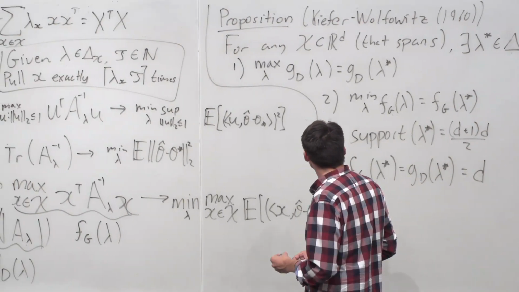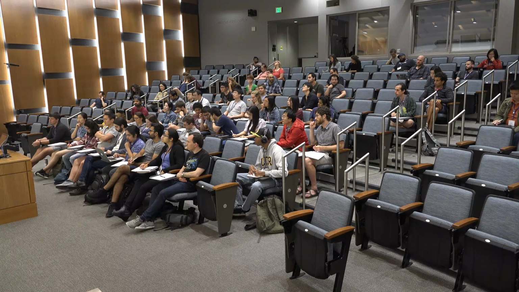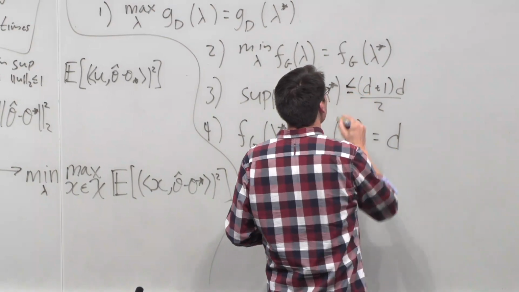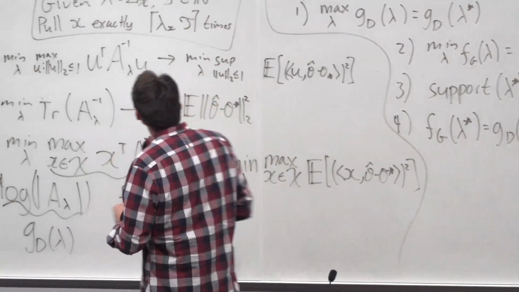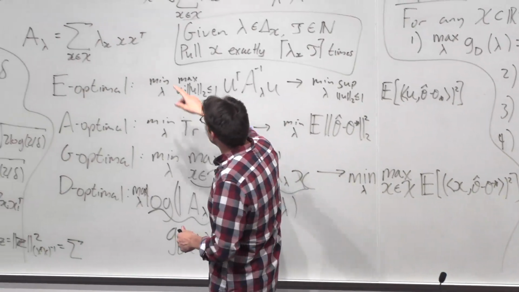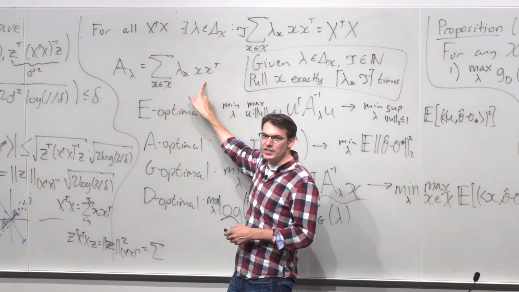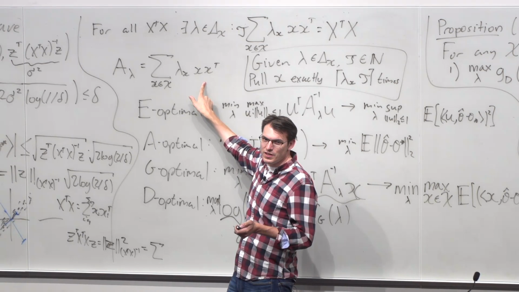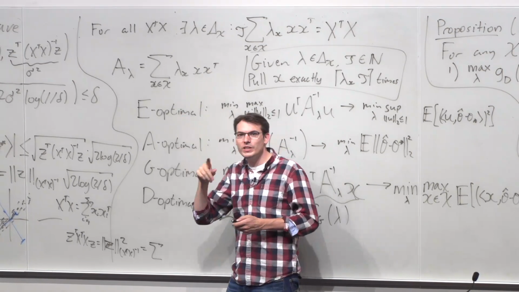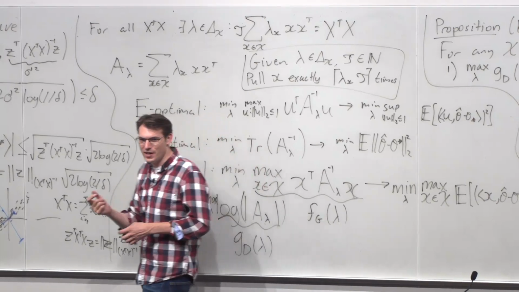What is the support of lambda star? The number of non-zeros. So it's smaller than d choose 2, right? Smaller than. Thank you. Yeah, it's at most d plus 1 times d over 2. And where this comes from is, if you think about what A lambda is, a convex combination of d by d symmetric matrices, that means the degrees of freedom are only d plus 1 times d over 2, in a vector space of that size.